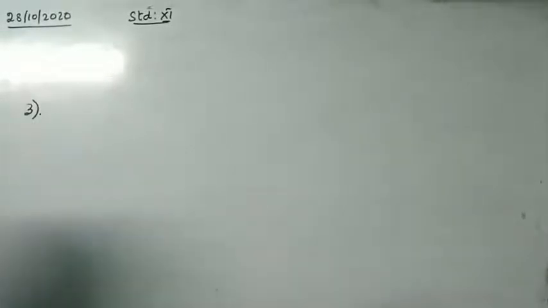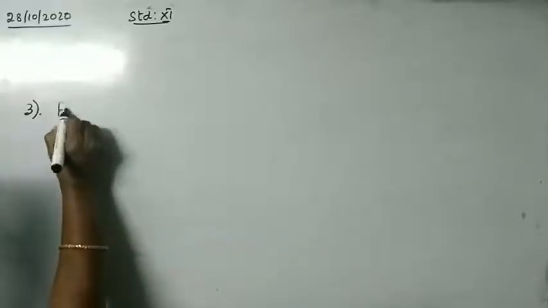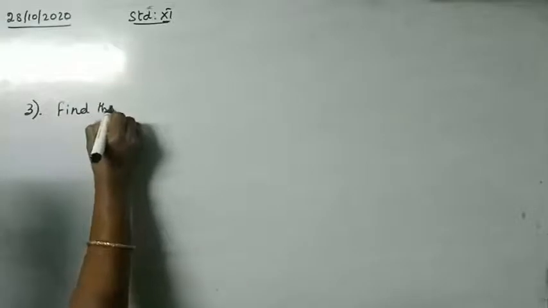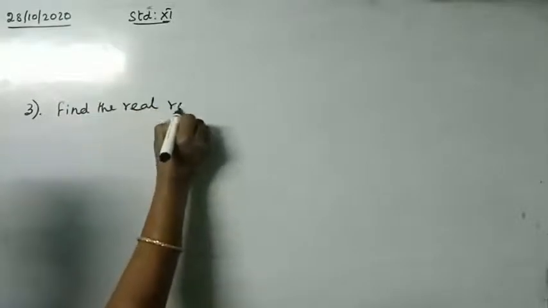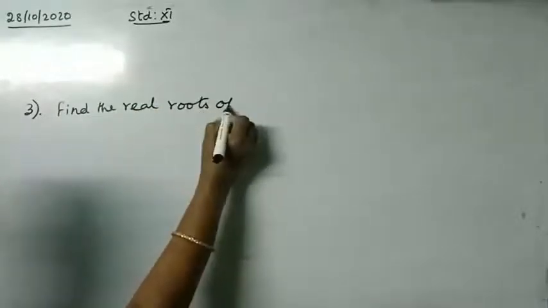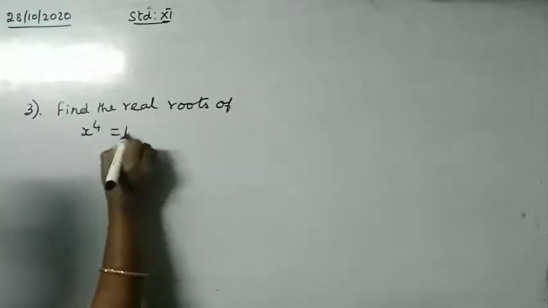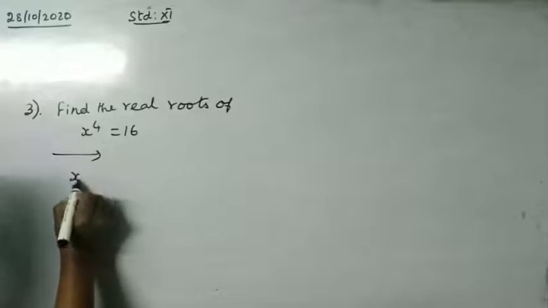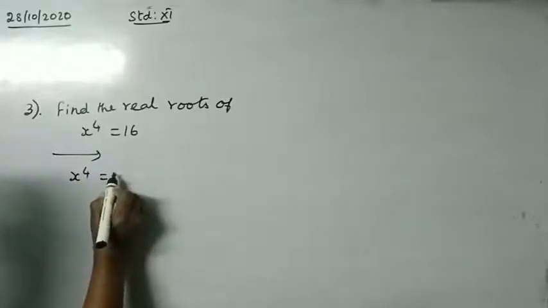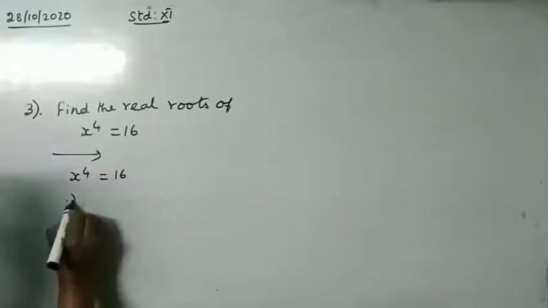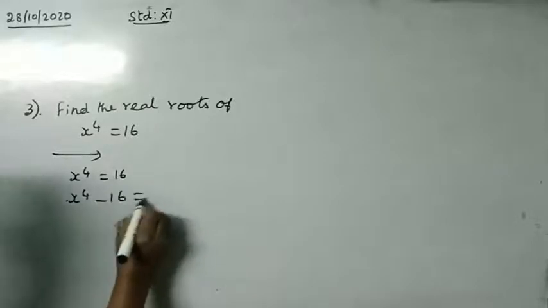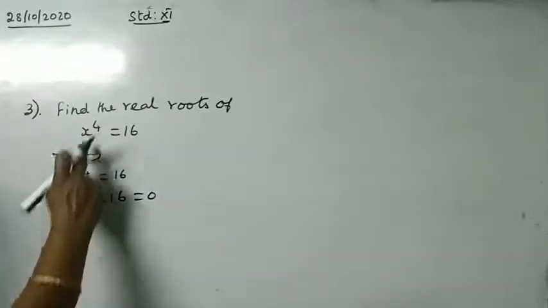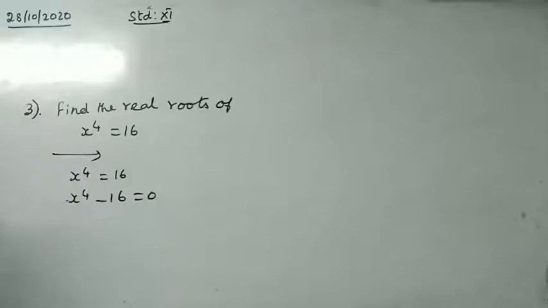Find the real roots of x power 4 is equal to 16. Here the question is find the real roots of x power 4 is equal to 16. Now let me bring this number this side. So it is x power 4 minus 16 equal to 0. Since the degree of the equation is 4, we will get 4 roots here.